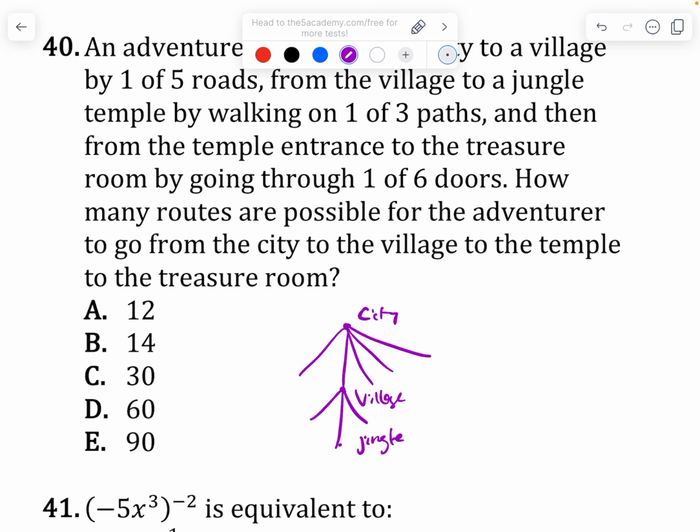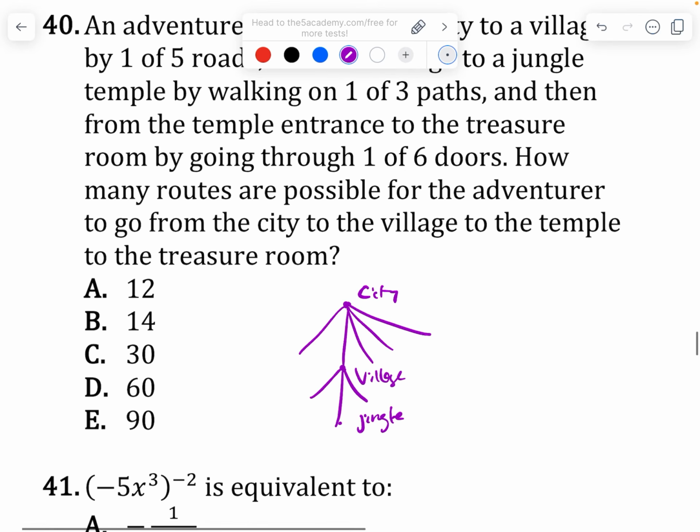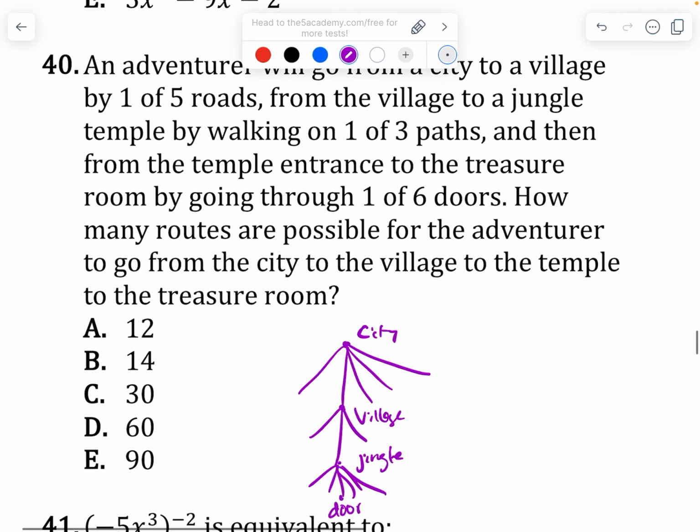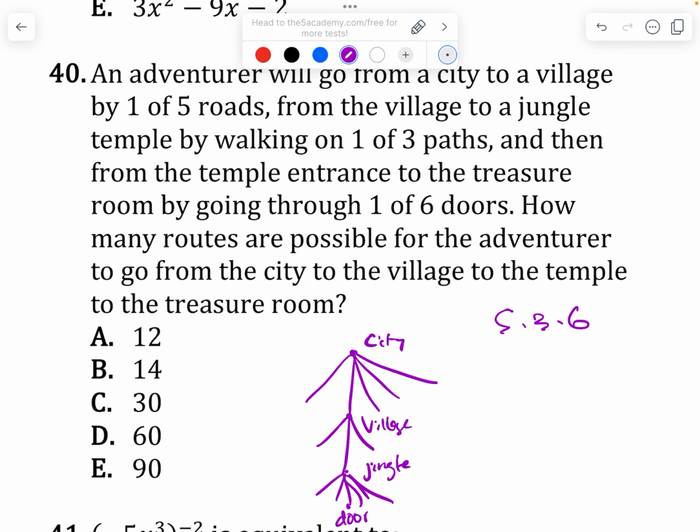and then from jungle temple to the treasure room by going through one of 6 doors. 1, 2, 3, 4, 5, 6 door. Okay. Really, this is just a combination problem, so you're going to do 5 times 3 times 6. That should give you 90. Okay.